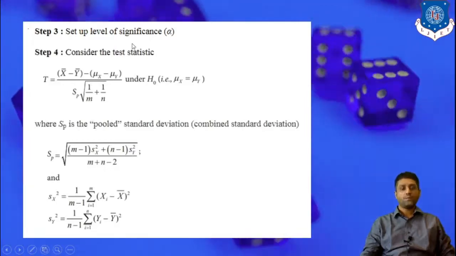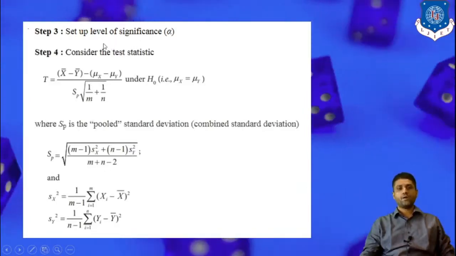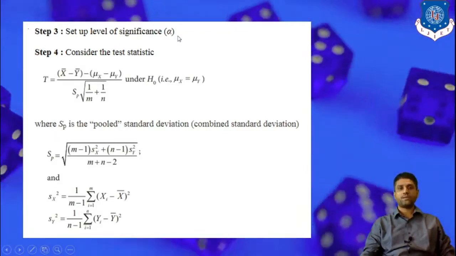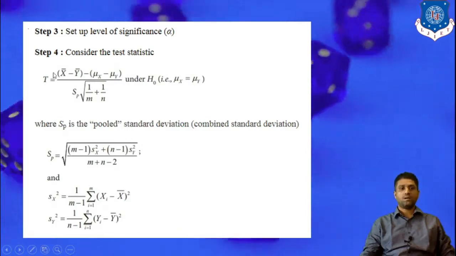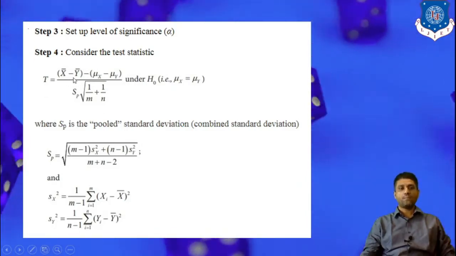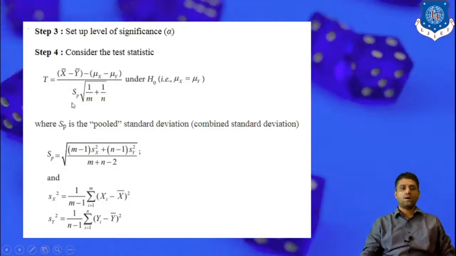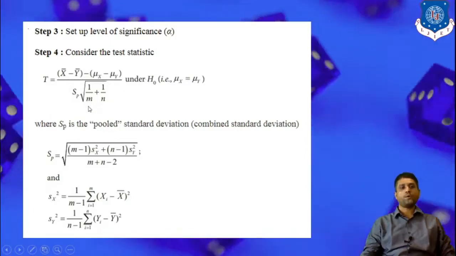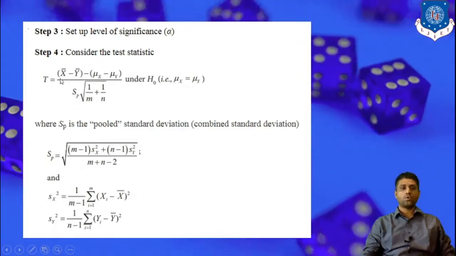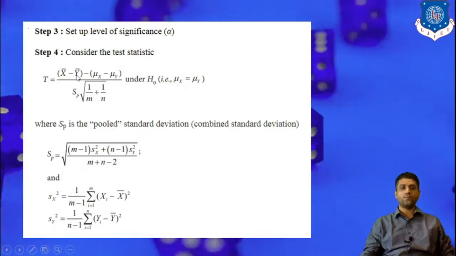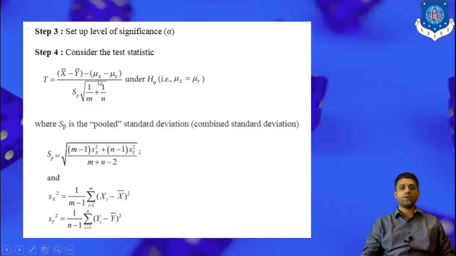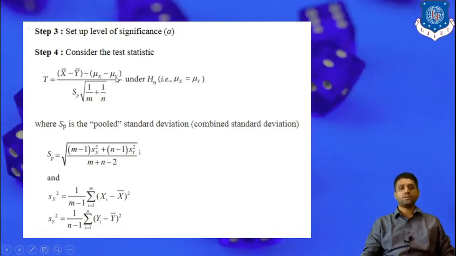Step number 3: before testing the hypothesis, we have to identify the level of significance, that is alpha. It may be 1%, 5%. Again here we write down the T statistic, x bar minus y bar minus (mu x minus mu y) upon s into square root of 1 upon m plus 1 upon n, where x bar and y bar are the sample means of the first and second population respectively. Mu x and mu y are the population means of the first and second population respectively.